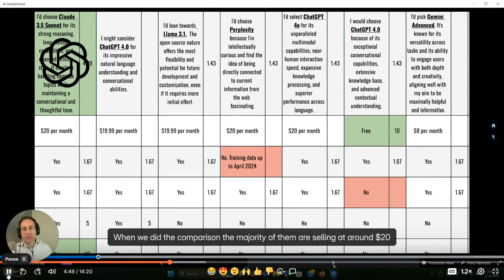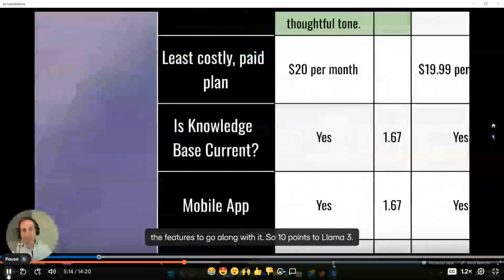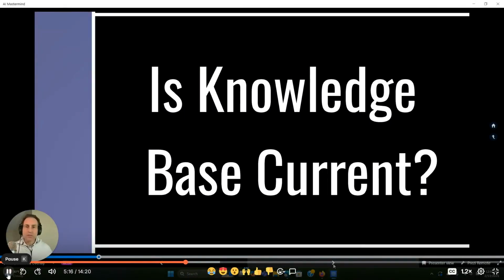When we did the comparison, the majority of them are selling at around $20 per month. Grok had its at $8 per month. But the winner was Llama 3. It's free because it's an open source generative AI product. You get to use it as much as you want, and you get all the features to go along with it. So 10 points to Llama 3.